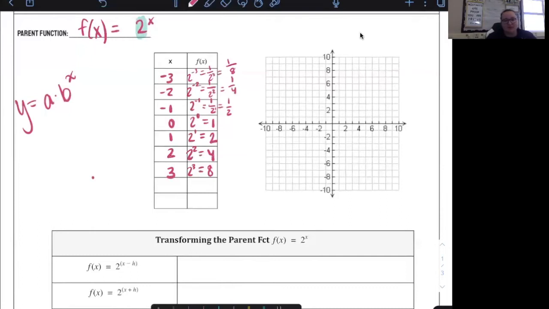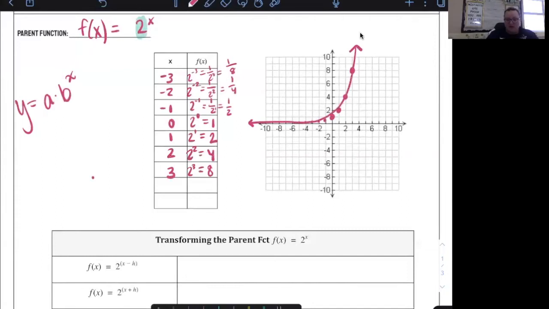So let's plot these points. The graph of this parent function looks like (3, 8), (2, 4), (1, 2), (0, 1), (-1, 1/2), and then these numbers just get closer and closer to the x-axis. They get smaller and smaller, but we don't actually cross the x-axis. We're going to be approaching 0 for that y value, but we're never going to reach it.